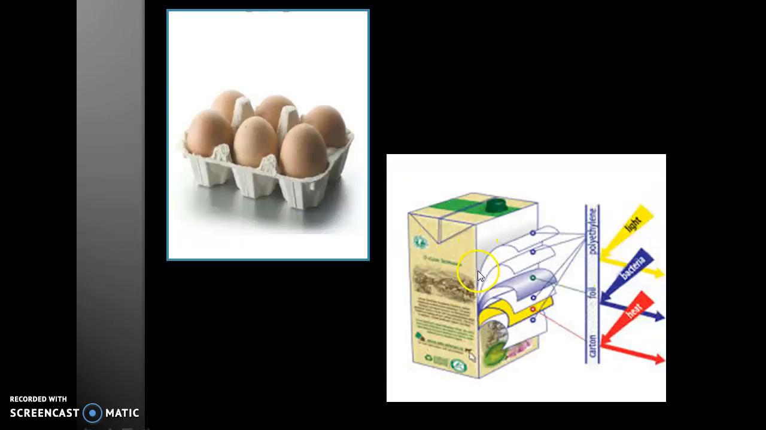This one is a Tetra Pak. We generally use the Tetra Pak for fruit juices and dairy items. The aluminium is used as the most resistant wall. It gives resistance to oxygen and carbon dioxide transport. So the material inside it is safe, and the shelf life is enhanced. So this is Tetra Pak material.